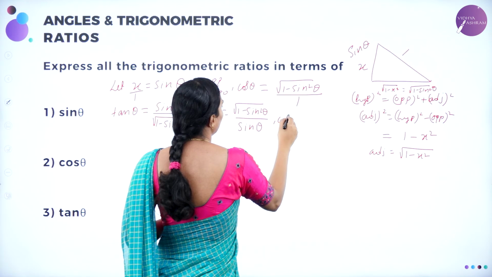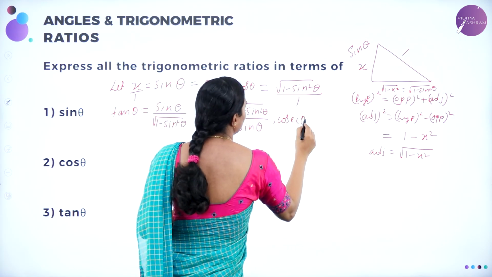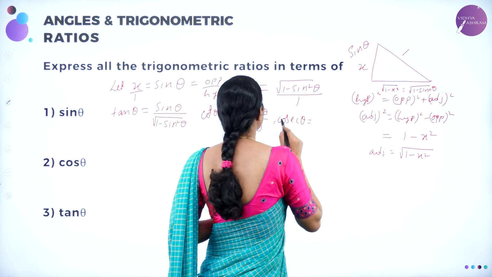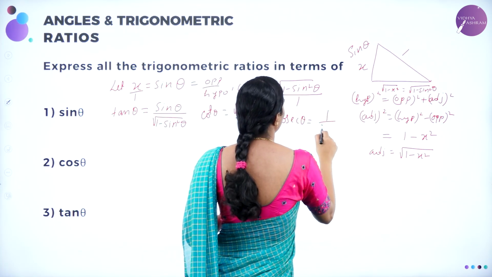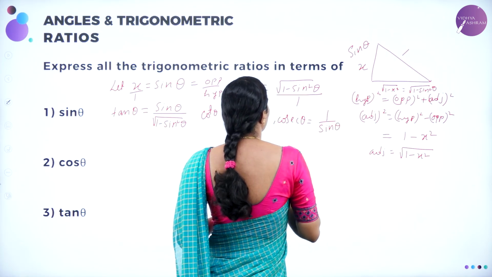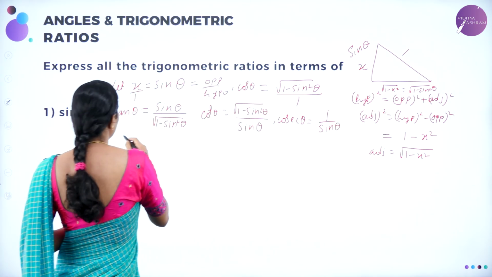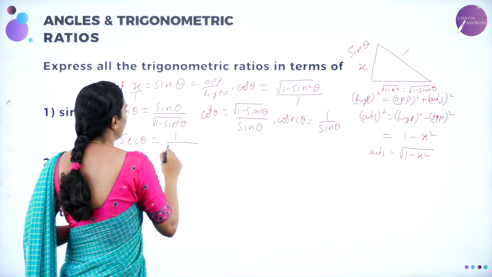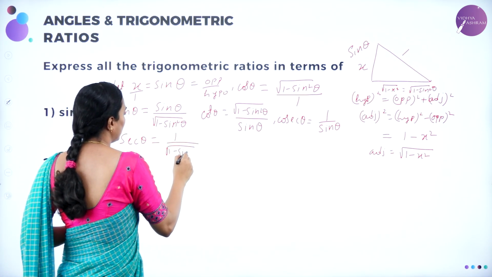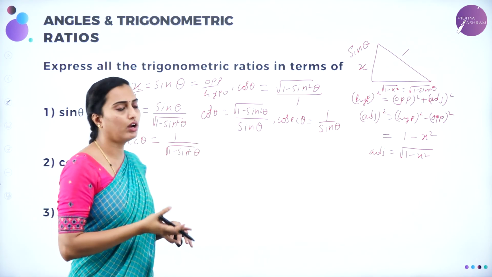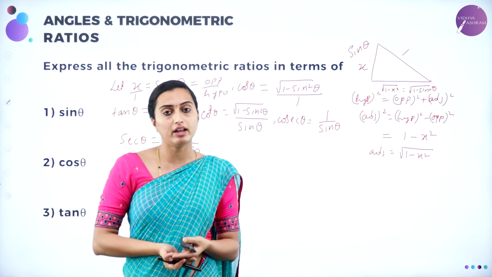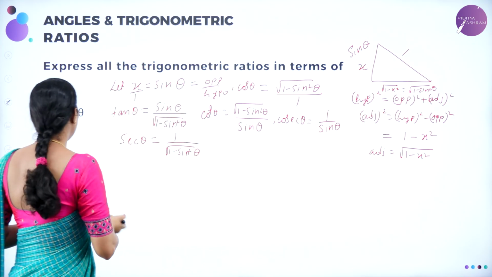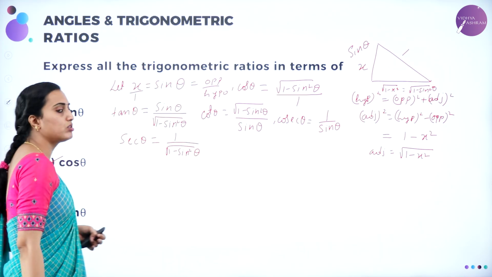Similarly, cosecant theta is 1 by sine theta, which is 1 by x. Now secant theta: 1 by cos, which is nothing but 1 by root of 1 minus sine squared theta. Is that easier? This is how you are going to represent by taking a right angle triangle and considering x equal to whatever. Same you are going to do for cos theta and tan theta also.